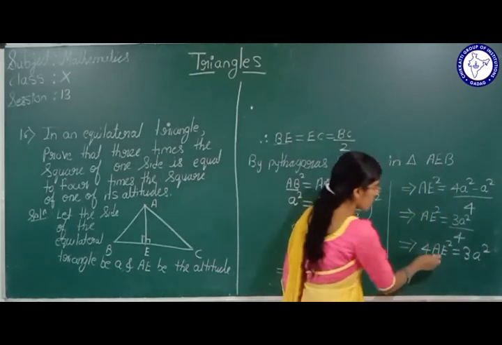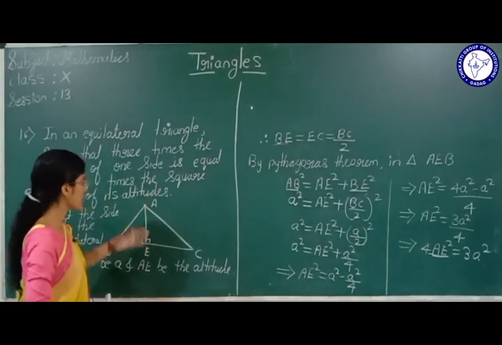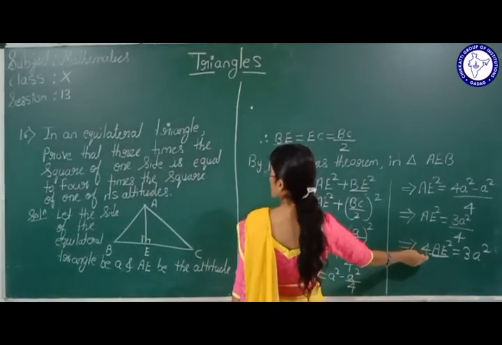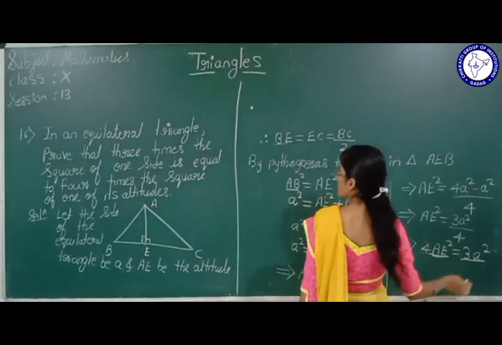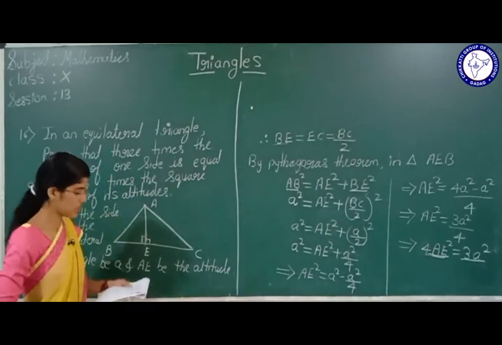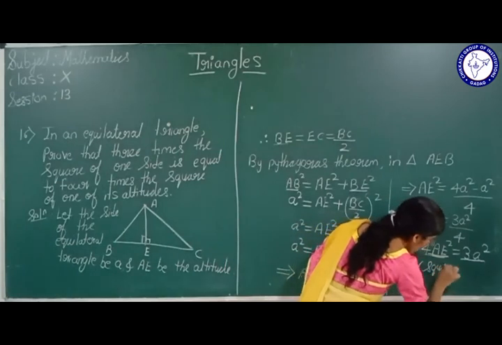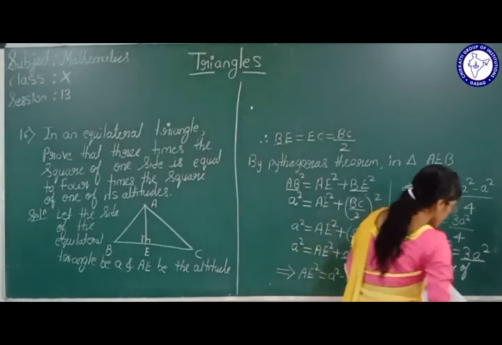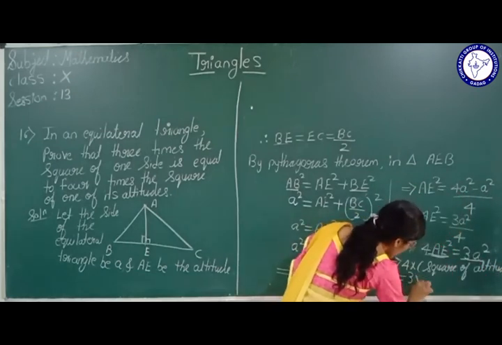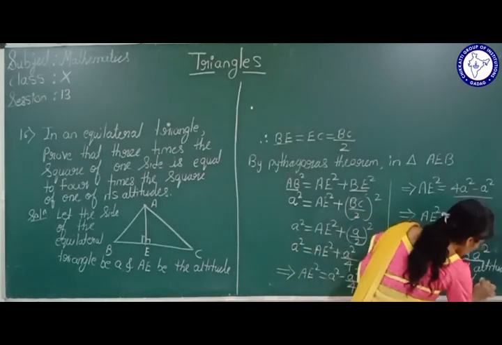Yes or no? See, what is AE here? AE is altitude. What is A? A is the side. We proved, no? Therefore, 3 times the square of one side is equal to 4 times the square of one of its altitude. This implies 4 into square of altitude is equal to 3 into square of one side.